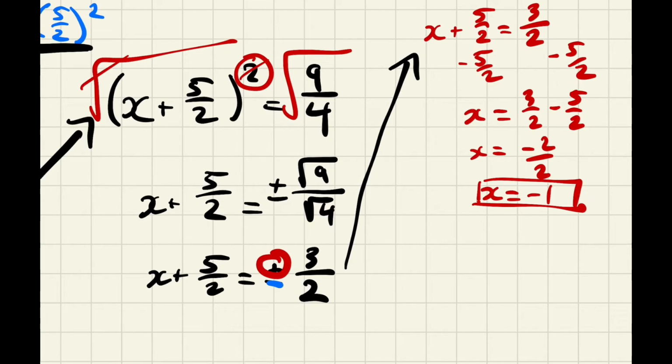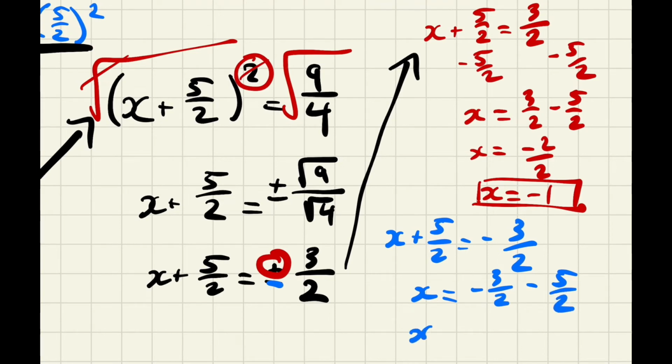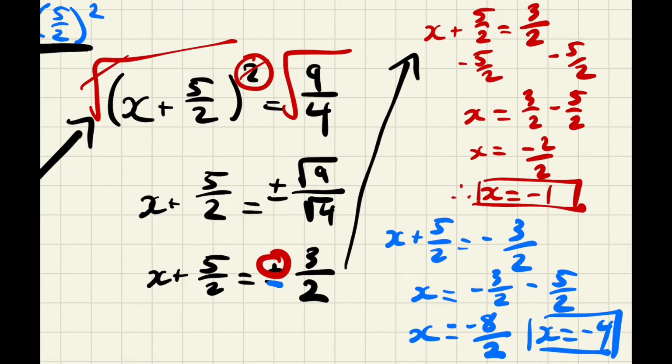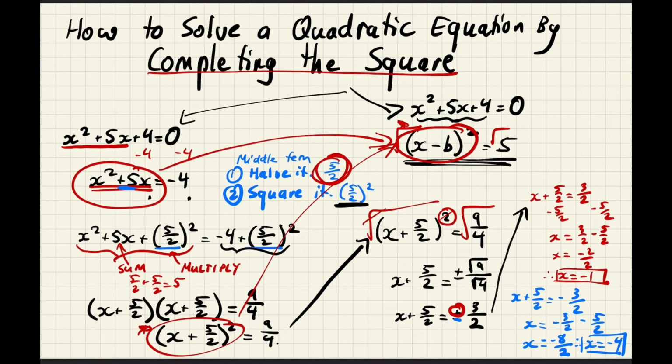Now let's take the negative case where we have x plus 5 on 2 is equal to minus 3 on 2. Same thing, we'll move the 5 on 2 across, so we'll have minus 3 on 2 minus 5 on 2. And then minus 3 minus 5 is negative 8. Divide that by 2, x is going to equal negative 4. So we know our answers: x is equal to minus 1 and x is equal to minus 4. And that's how we solve a quadratic equation by completing the square.